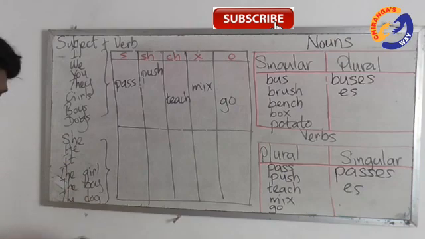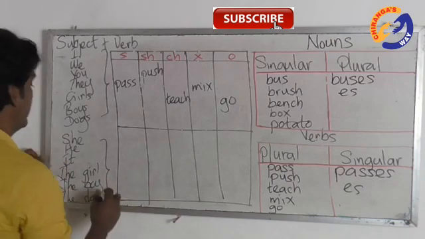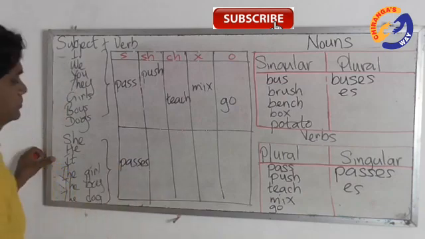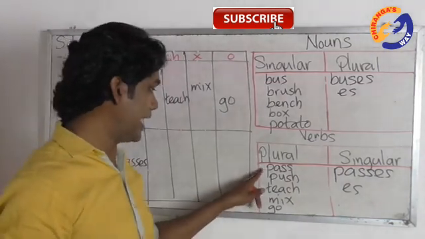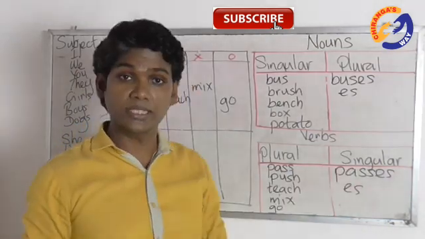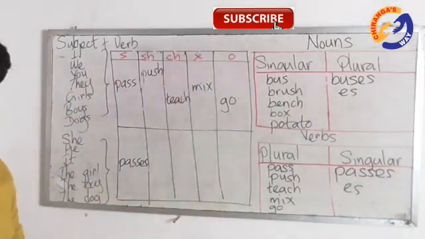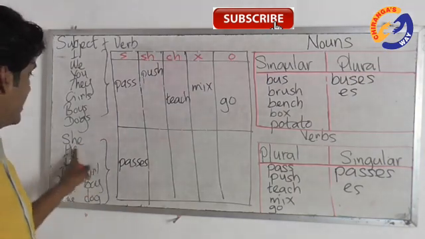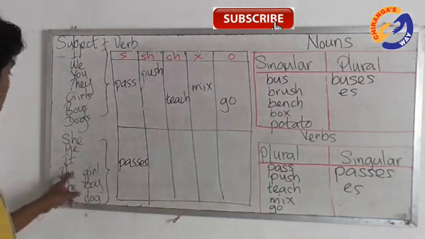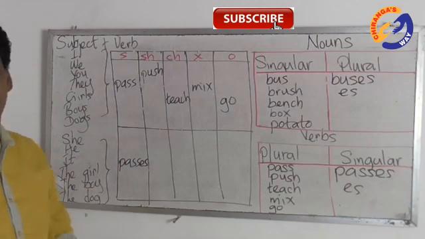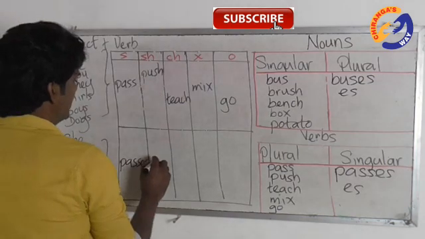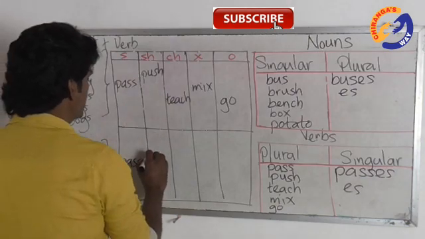But in this case, the subject is in the singular form. We are supposed to make the verb also singular. We are adding es to make the verb singular because the subject is singular. This becomes singular. She passes, he passes, it passes, the girl passes, the boy passes, the dog passes. How about here? Push, we are adding es, then that becomes pushes.